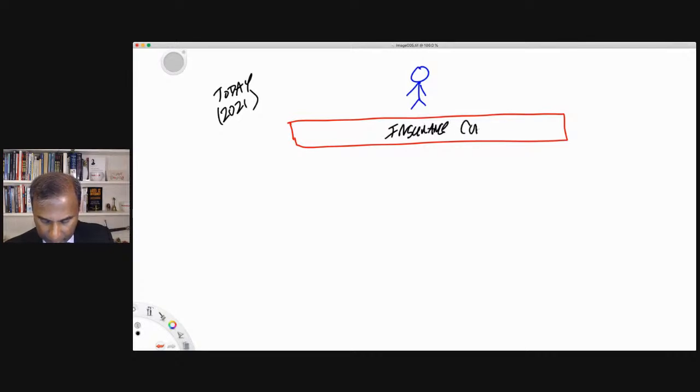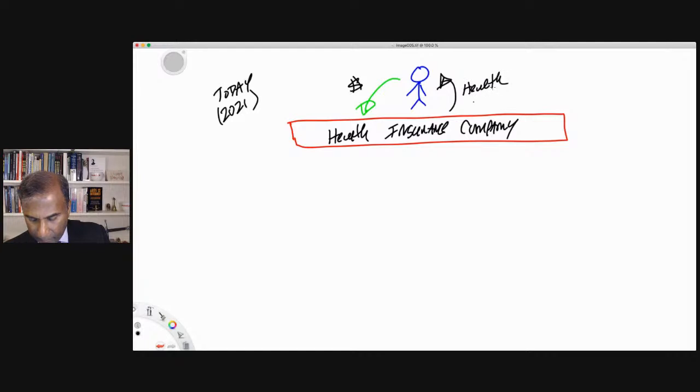This is the insurance company. Call it the health insurance company, right? And it could be even the state involved in this. You give these people your money, and they are supposed to provide you, in this model, health coverage. Okay? That's what's supposed to happen.